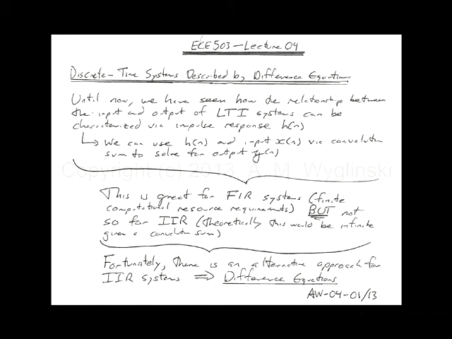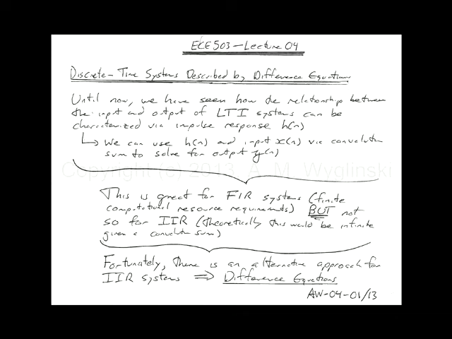And so the first thing we want to ask ourselves is, okay, we can do convolution with an impulse response and an input to provide the output. If it's a finite impulse response, this is great. It's not that bad. The convolution between an FIR, finite impulse response, h of n, and an input x of n, no problem, we can do it.